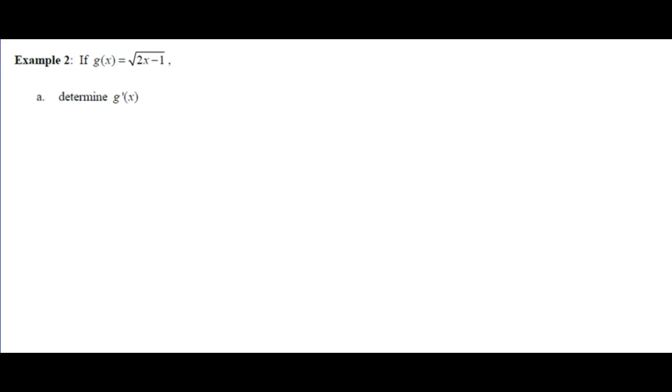Example 2. If g of x is the square root of 2x minus 1.